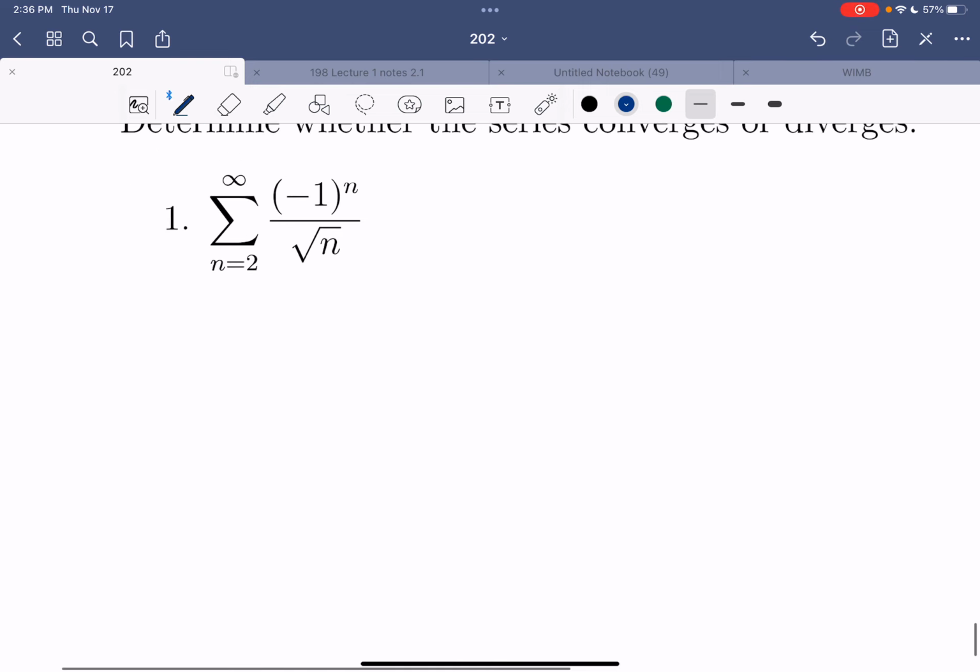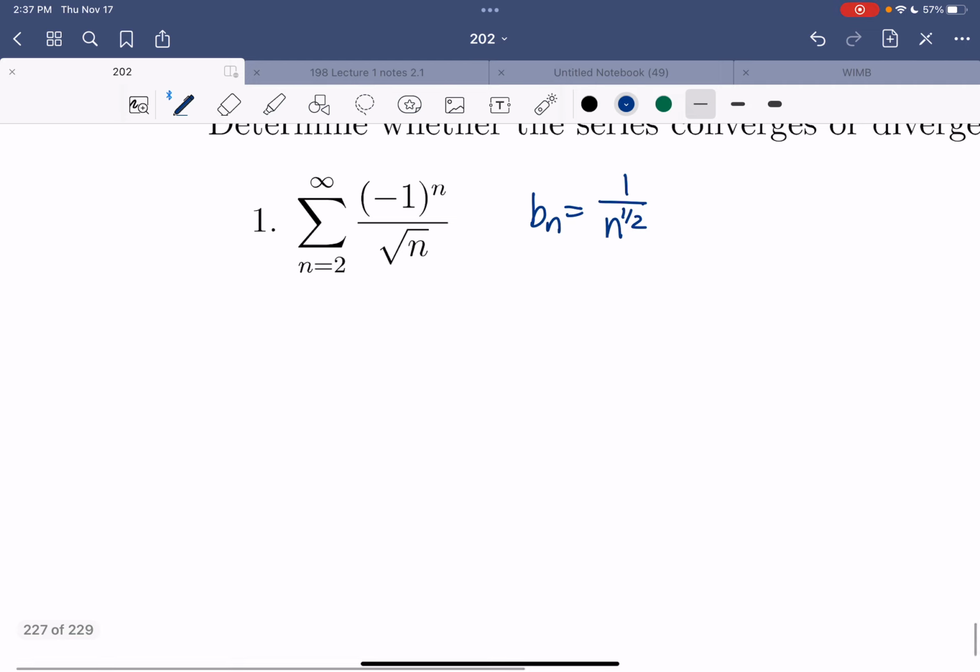So we're taking a look at number one. We have the negative 1 to the n. That's the alternating piece. So my bn here is the part without that, so that's 1 over n to the 1/2. And first of all, we want to show that it is decreasing. So part 1, we want to show that bn is greater than or equal to bn plus 1.